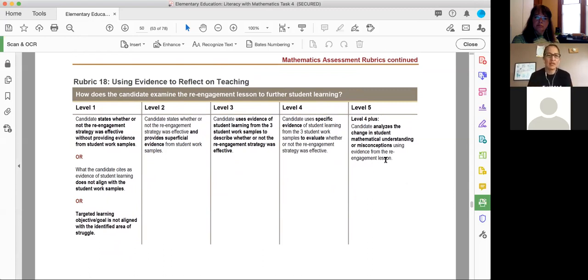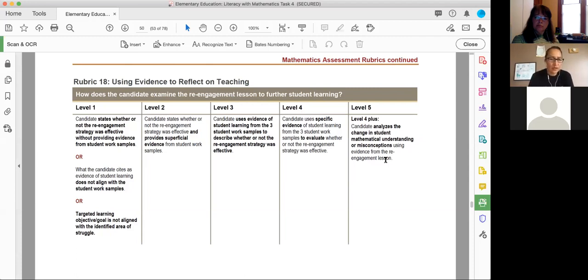How does the candidate examine the re-engagement lesson to further student learning? Okay, so level 1, the things we don't want to do, says candidate states whether or not the re-engagement strategy was effective without providing evidence from student work samples. So you don't want to just say it's effective and leave it at that, right? Or the candidate cites as evidence of student learning does not align with the student work samples. Again, make sure you include samples that you're talking about.